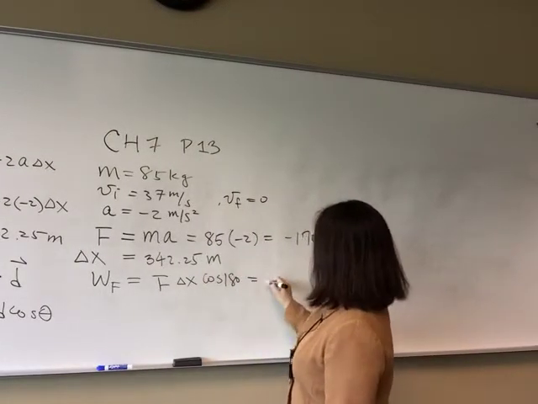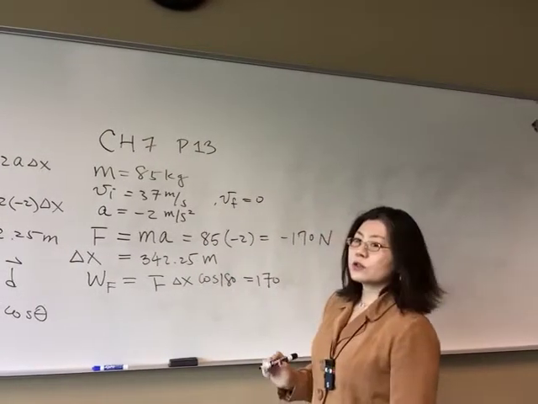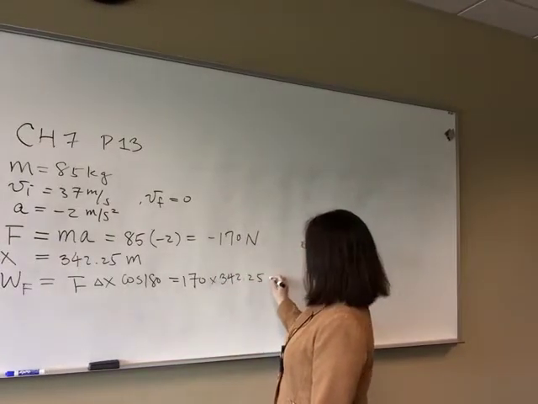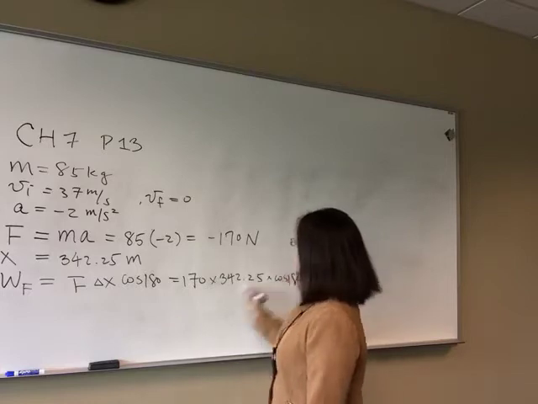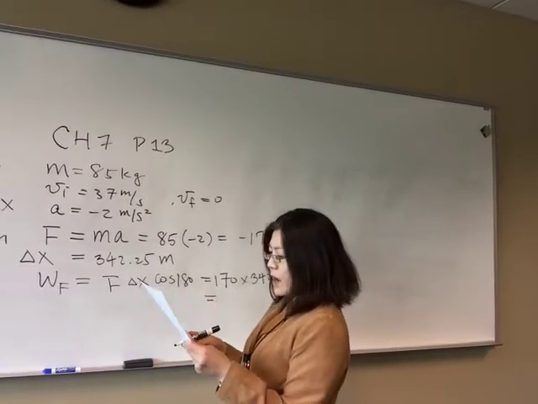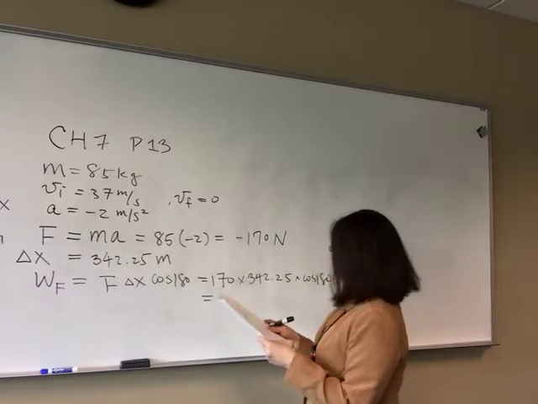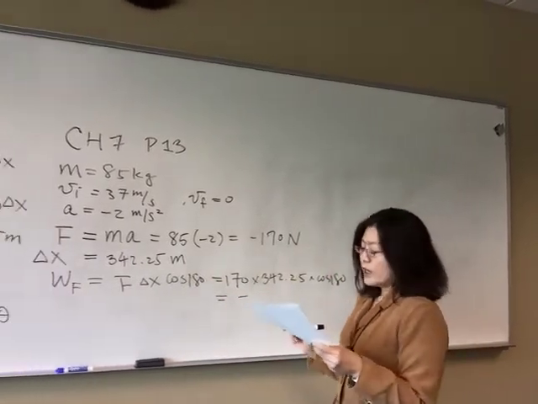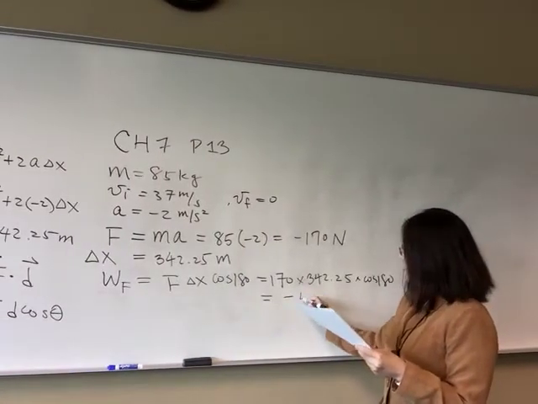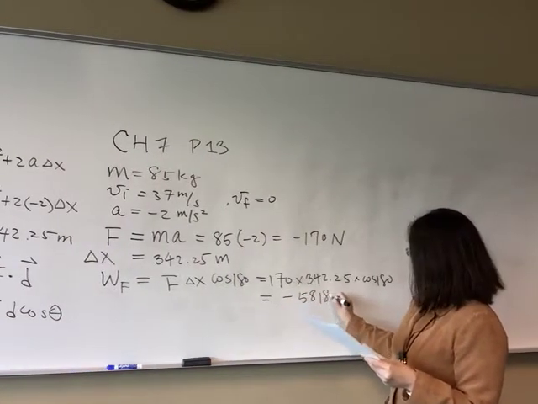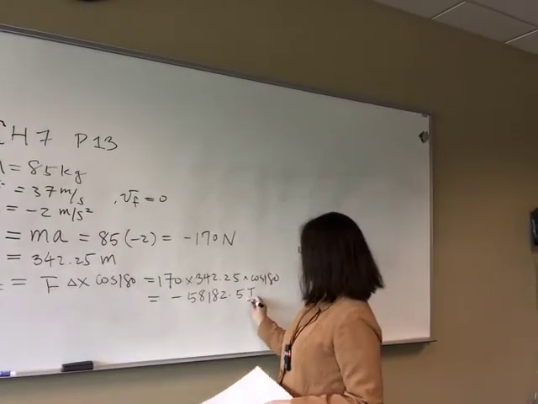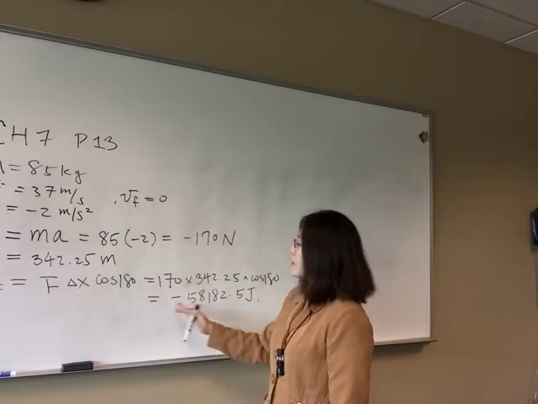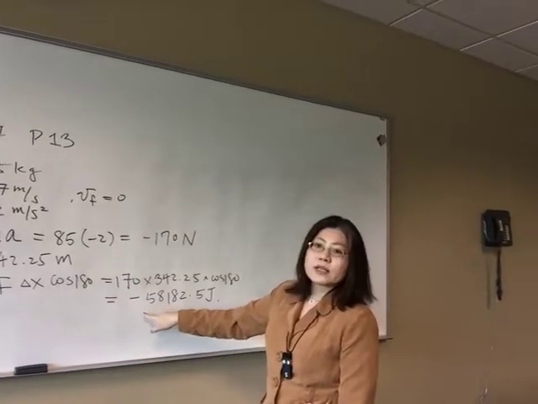So force is 170. Like I said, you just use the magnitude, and then 342.25, times cosine 180. So you should get a value. The work done by the force is simply equal to a negative value, because you have a phase difference. Negative, let's see, 58,182.5 joules. So this is the amount of work done by the applied force acting on the object, and you can see that it is negative. What does that mean?